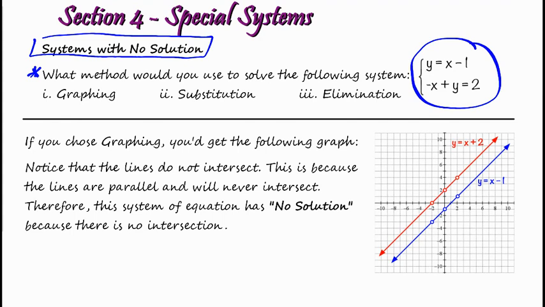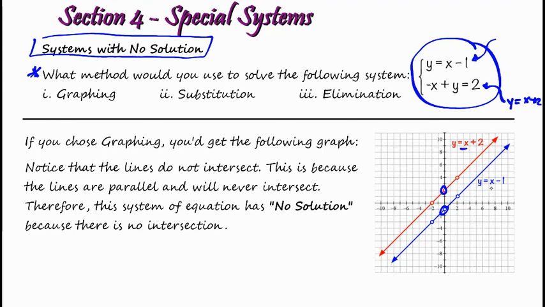To graph, we like our equations to be in slope-intercept form. We see the first equation already is in slope-intercept form, and we can rewrite the second equation as y equals x plus 2. If we graph both of these lines, we start at the y-intercept. The first equation starts at -1 with a slope of +1 and moves up and to the right or down and to the left. And the second equation starts at +2 with a slope of 1 and moves up and to the right or down and to the left.